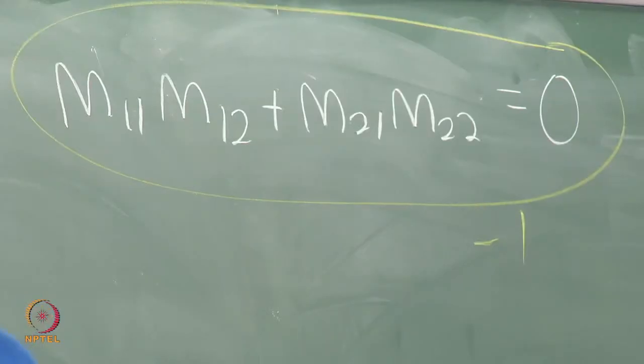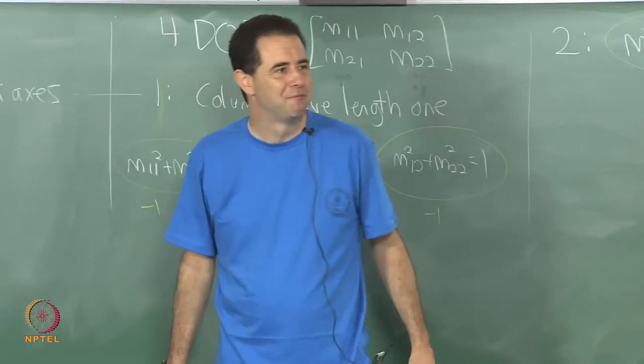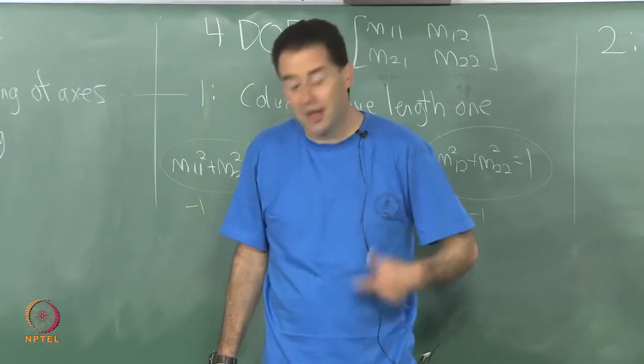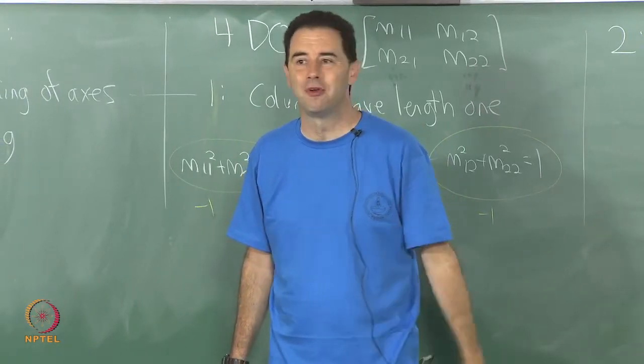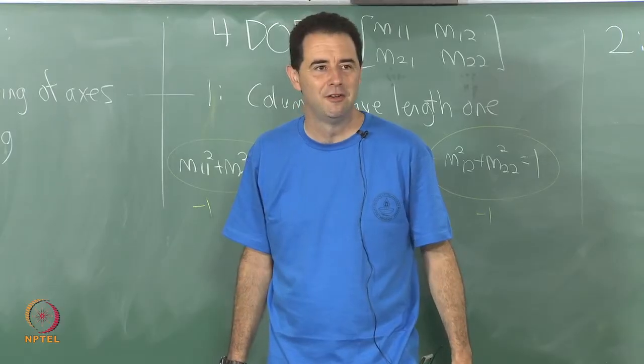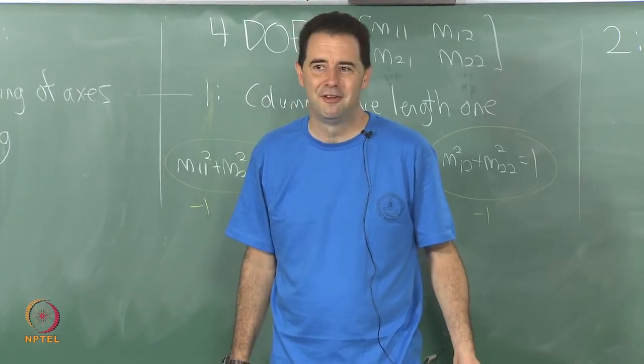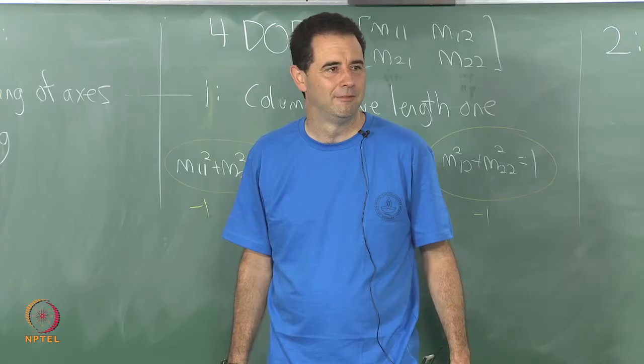Maybe we're done. Are we done? We got down to 1 degree of freedom, and you and I, we all agree that 1 degree of freedom was appropriate for 2-dimensional rotation. So are we done? Do we have all the constraints or not?